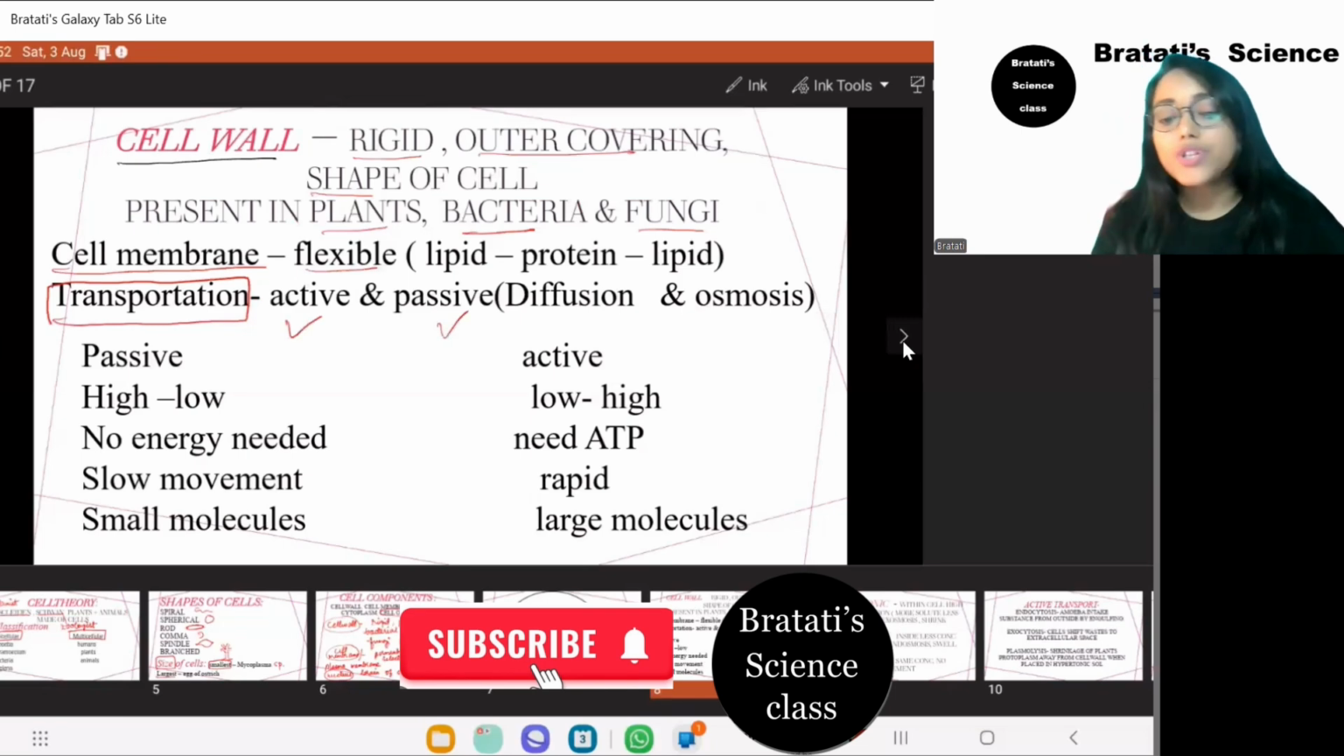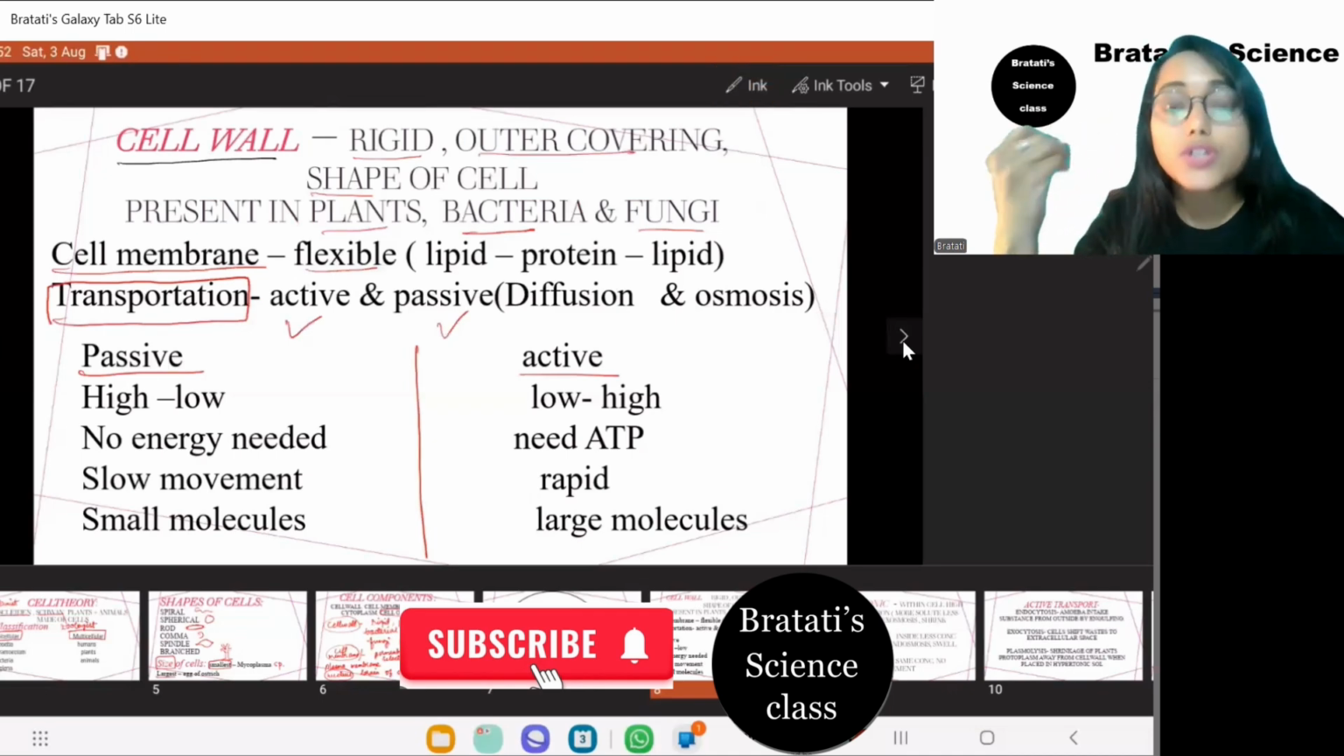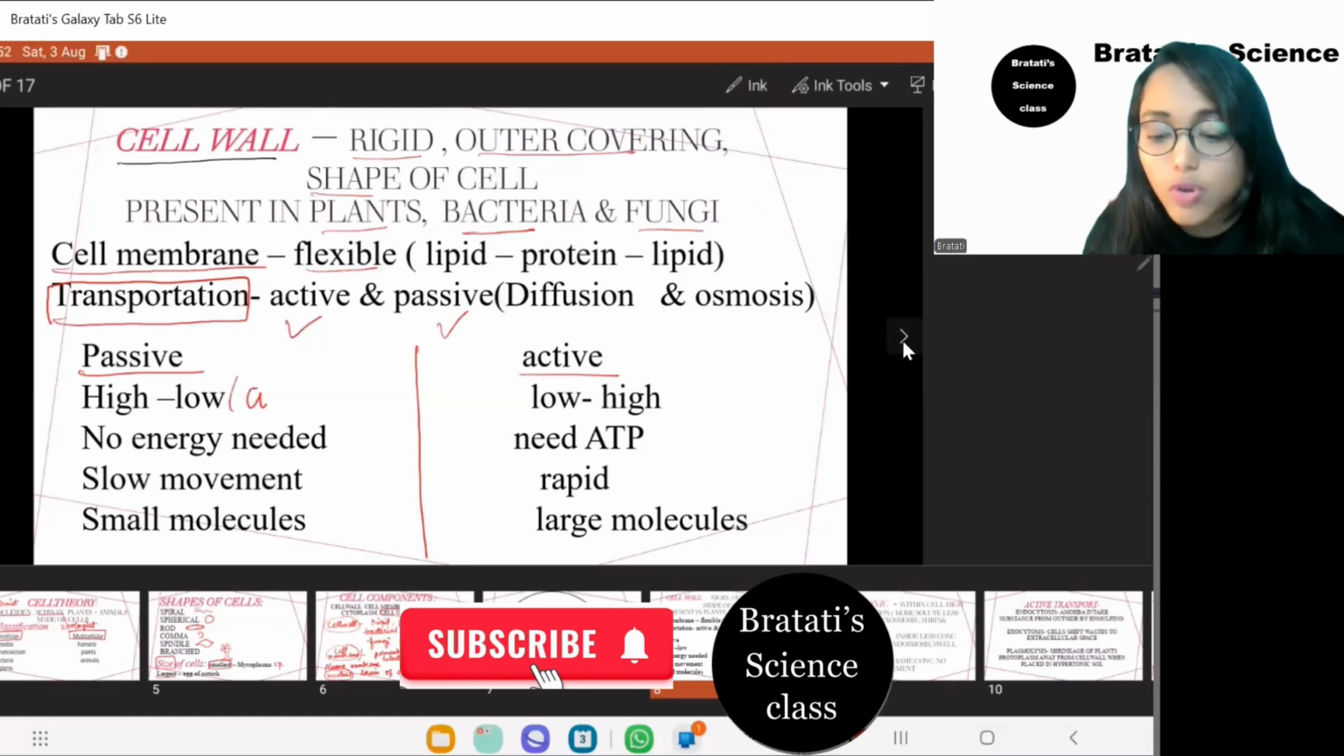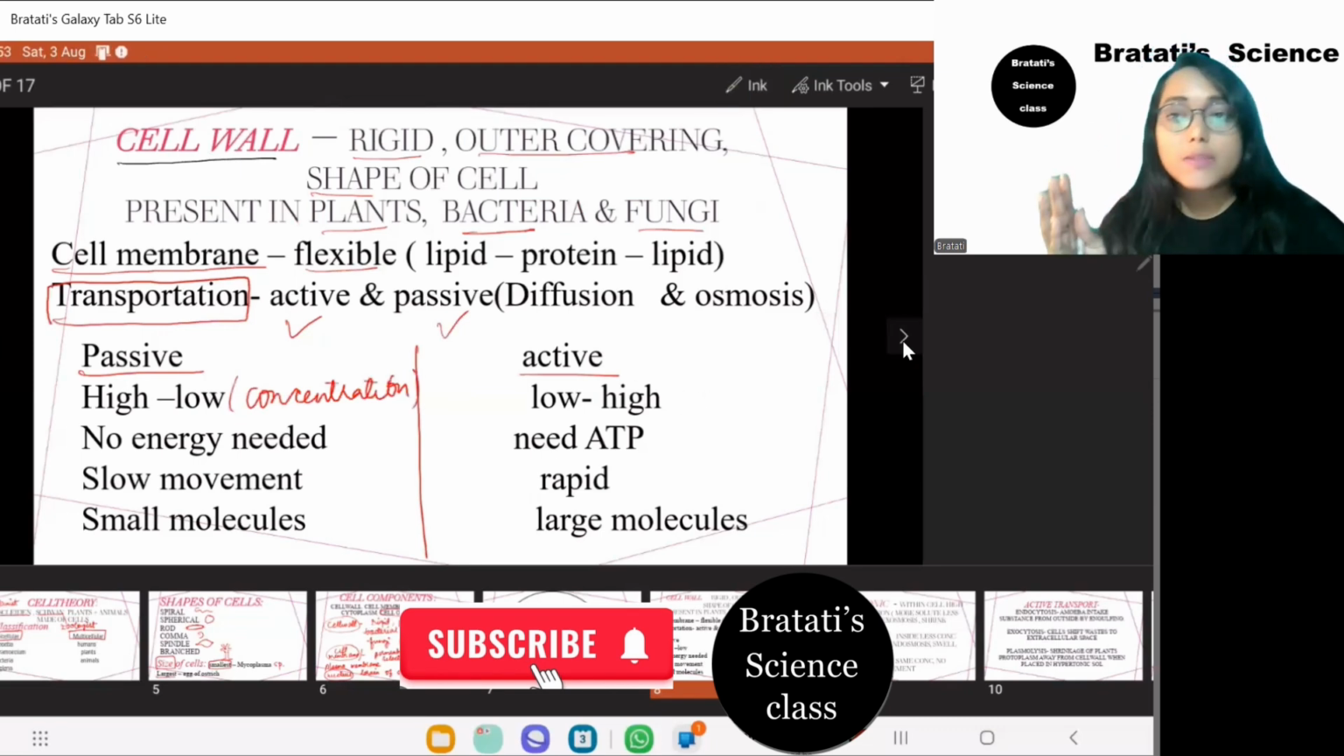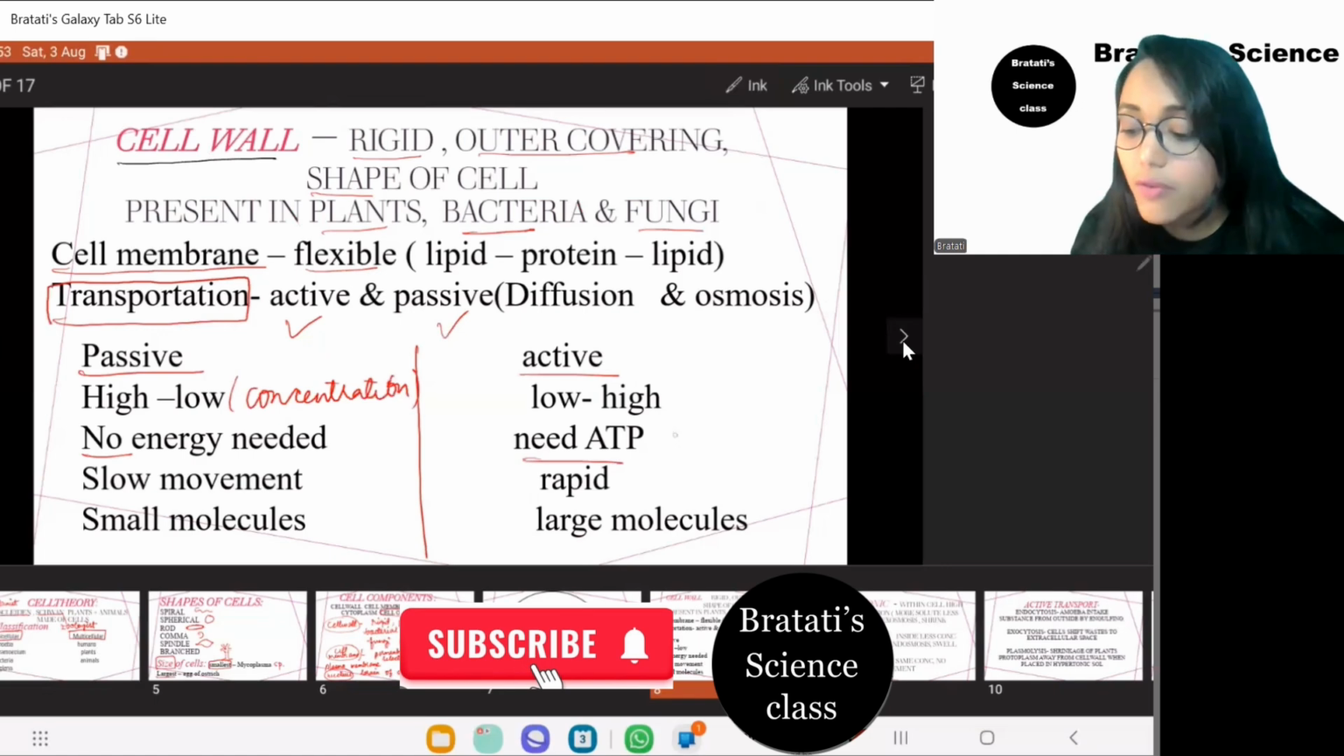And in passive transportation, it's always from high to low. And in active, it's just the opposite. The solvent moves from low concentration to high concentration. So what is this I'm talking about? I'm talking about the concentration of the solvent, right? So passive transport, the solvent moves from high to low concentration. No further energy is needed from outside. But active transportation needs a lot of energy, which is called ATP, where ATP stands for adenosine triphosphate.